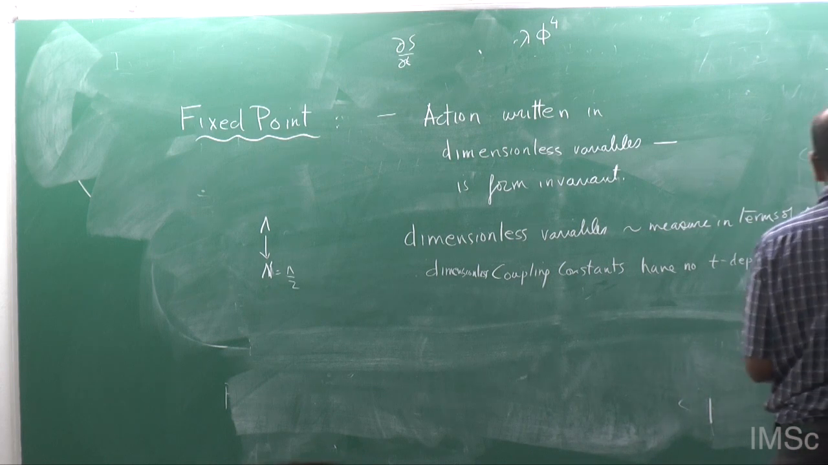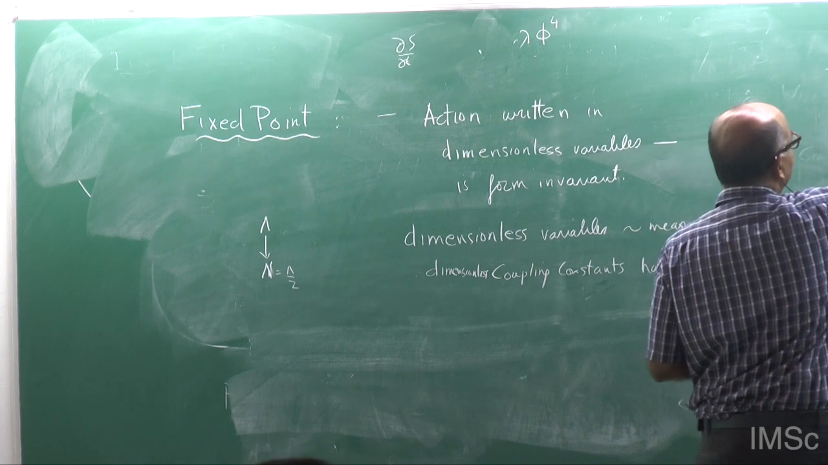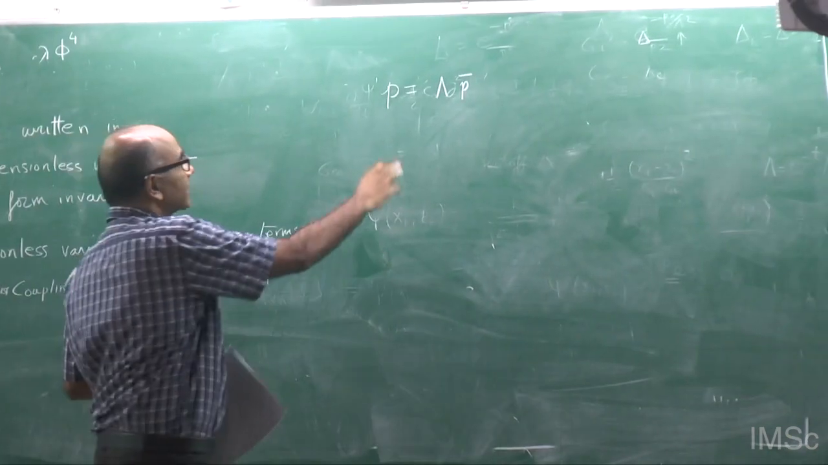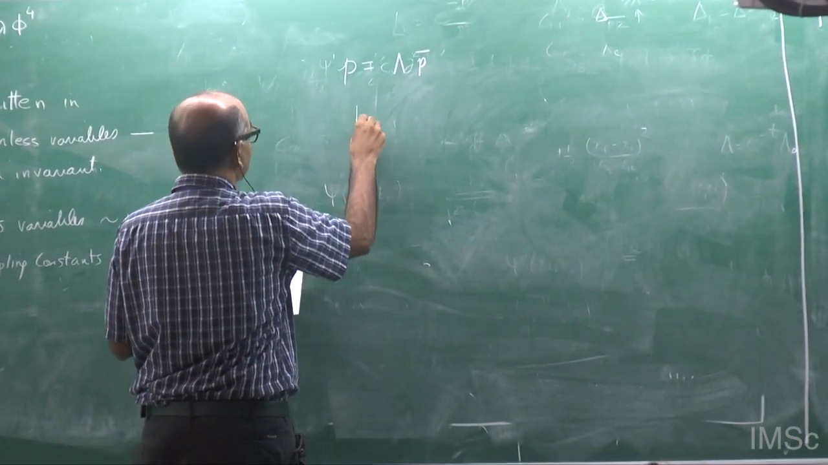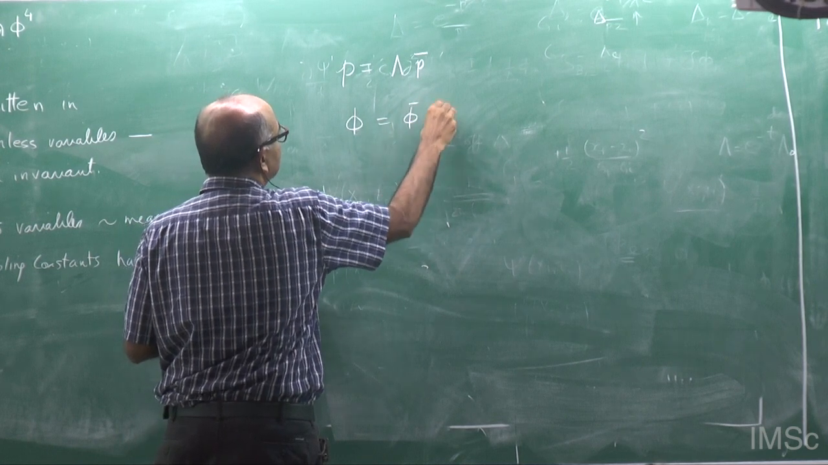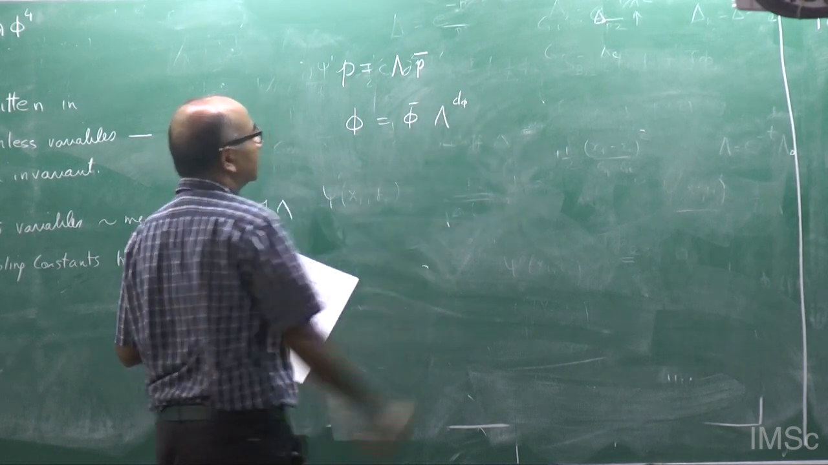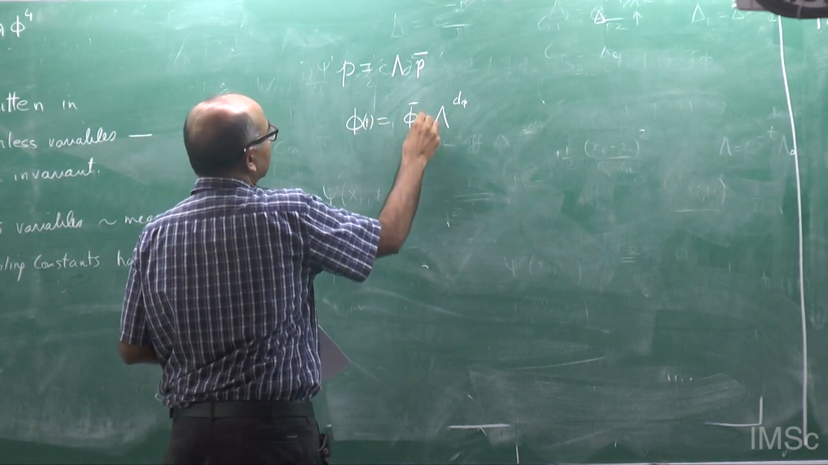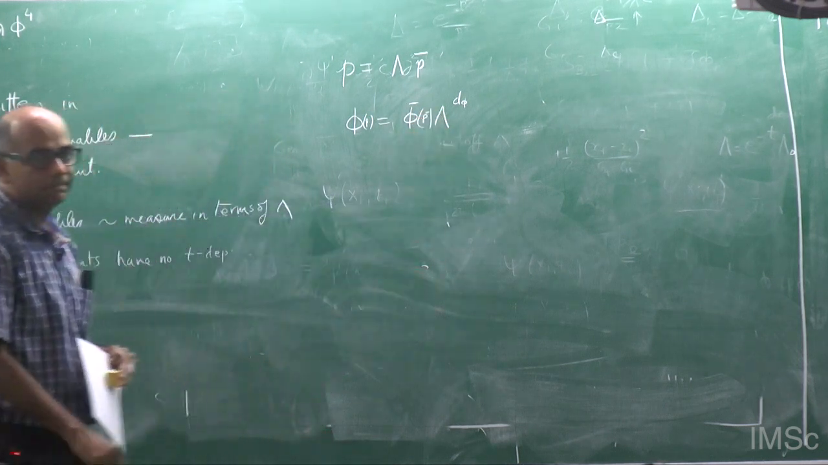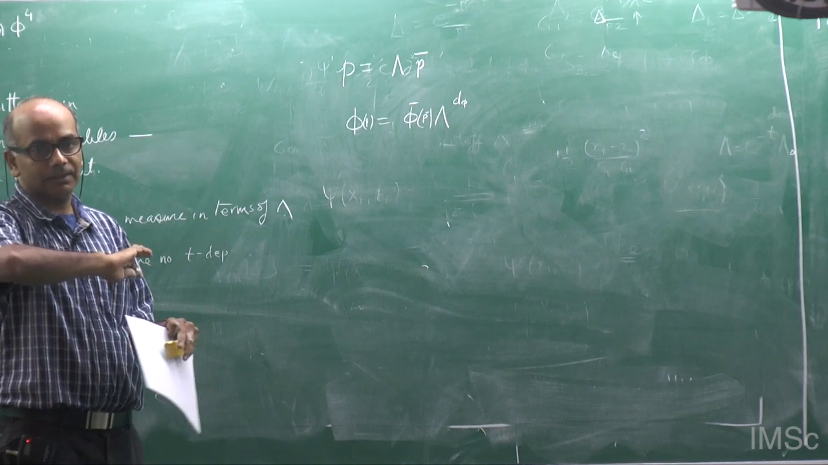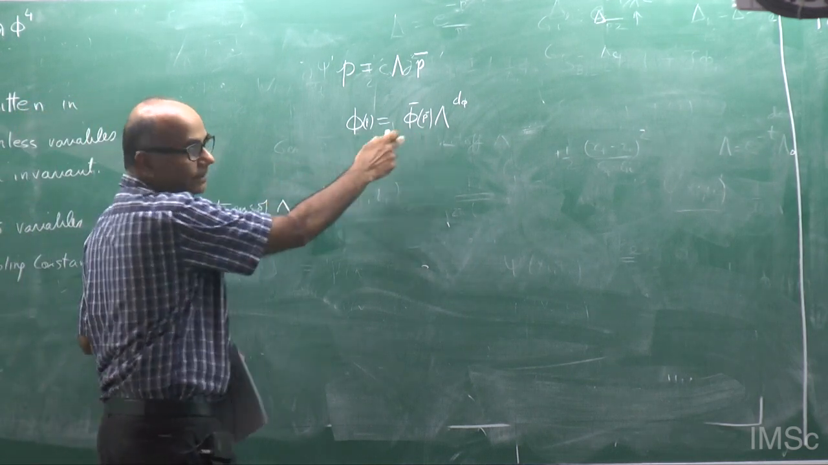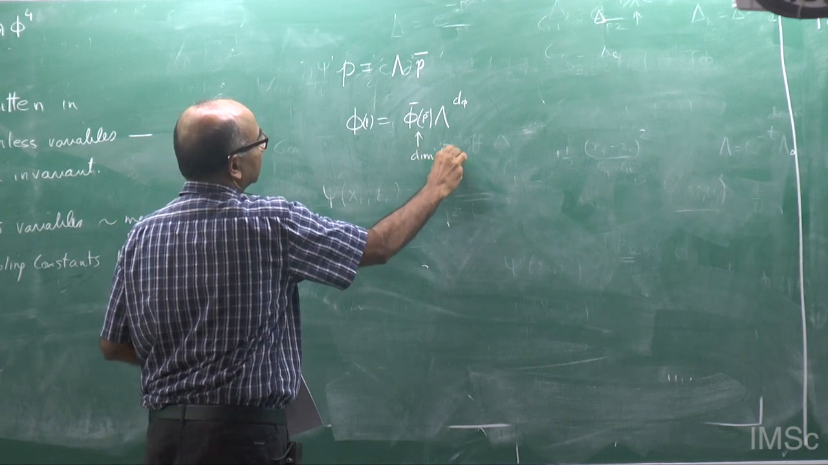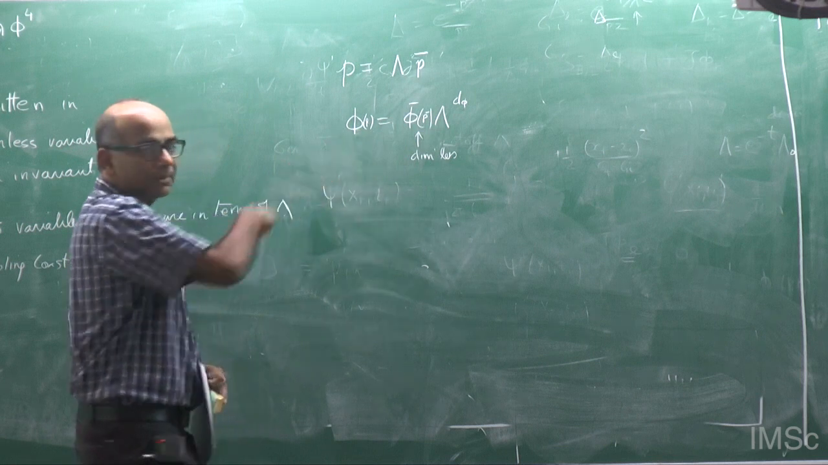So what is the rescaling you do? Momentum rescaling is very simple. You write p as some lambda times p bar. So this is a dimensionless momentum. And the fields you write as phi bar times lambda to whatever the dimension of the field is. So to be more precise, you write phi bar of p. You're going to substitute this with that, and this will be dimensionless. So what is d phi? It's the canonical dimension of phi of p.